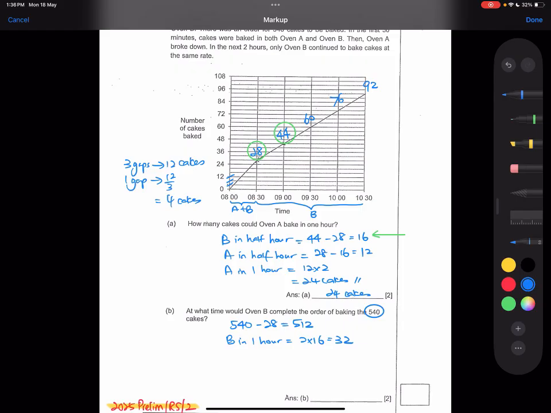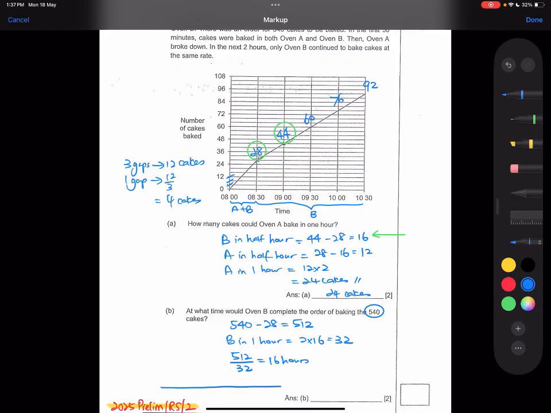Alright, so let's take 512, which is the number of cakes that B needs to bake on its own, divided by 32 in 1 hour. 512 divided by 32, that's 16 hours. Which means that from 8:30 onwards, B will need 16 hours to finish baking.